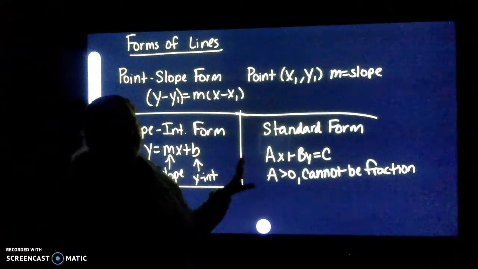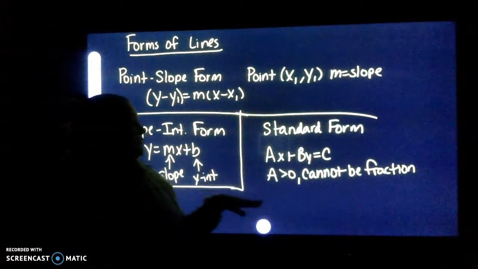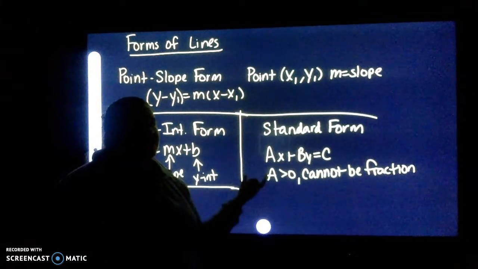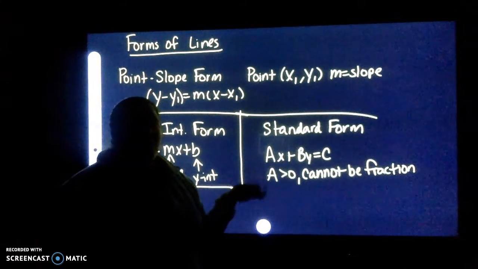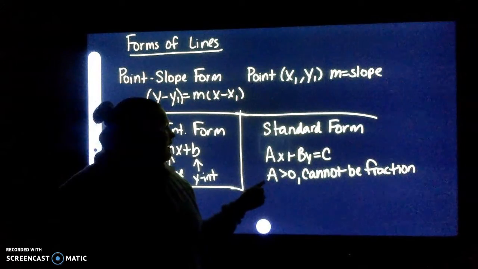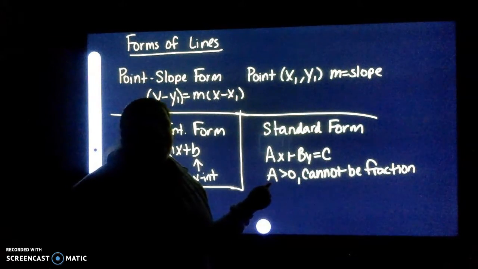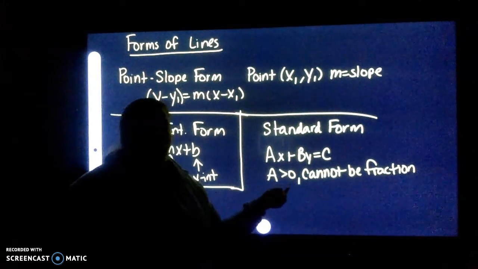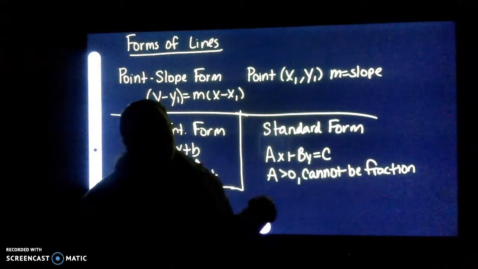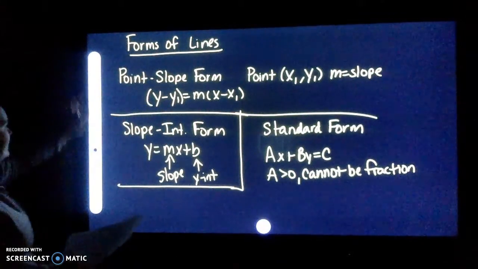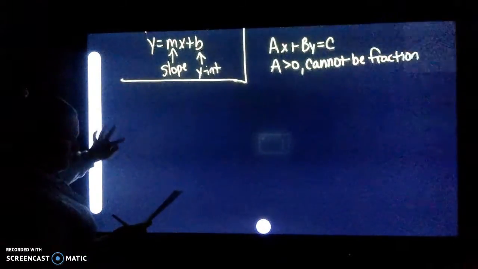Our last form is standard form. This is ax plus by equals c, so it's just our x term in front of our y term. There are some stipulations, of course. Our a value in front of our x cannot be negative, so it has to be a positive number, and it also cannot be a fraction, so it has to be a positive whole number. So what we're going to do now is we're just going to practice using those equations.